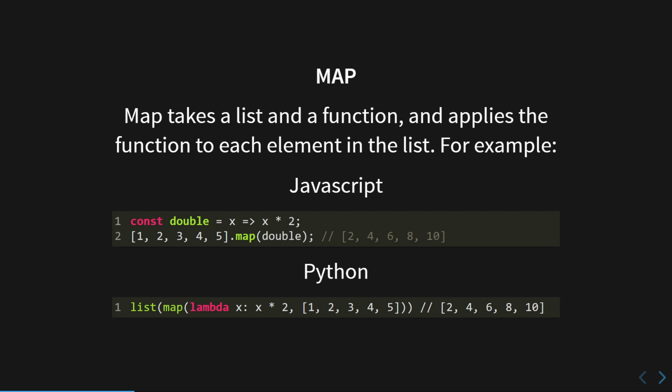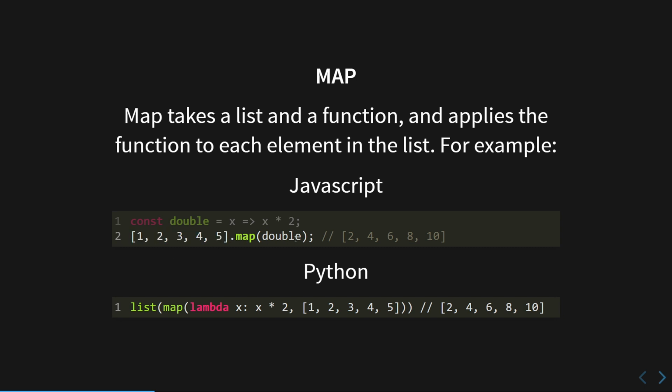Map takes a list and a function and applies the function to each element in the list. So let's think about that a bit using this JavaScript example. I have a function here called double, and it has one parameter called x, and then it just returns x times 2. And in JavaScript, the map function is on the array prototype, so all you have to do is get the array and call map on it.